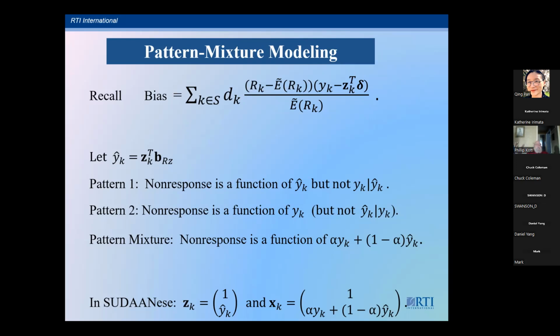If Y can be fit perfectly by Z, if Y is a perfect linear function of Z, it doesn't matter which way you fit it. All the estimates are the same. It's only when Y is not a perfect function of Z that we have the possibility that non-response can be a function of Y, it can be a function of the fit of Y, it can be somewhere in between.